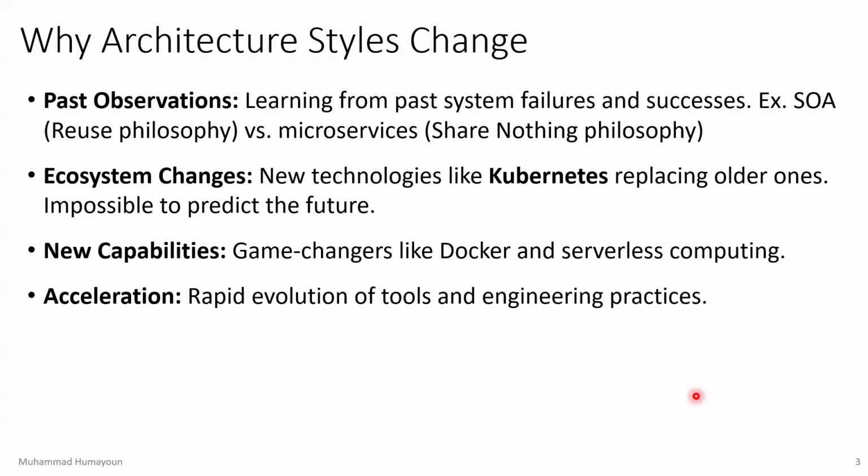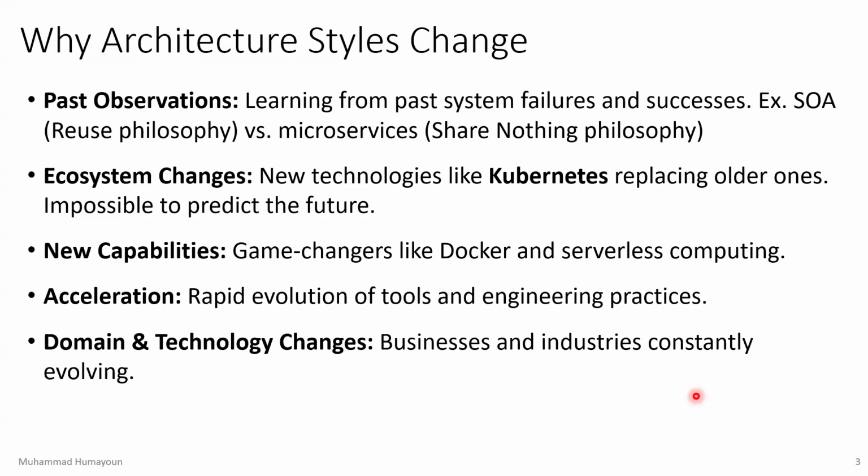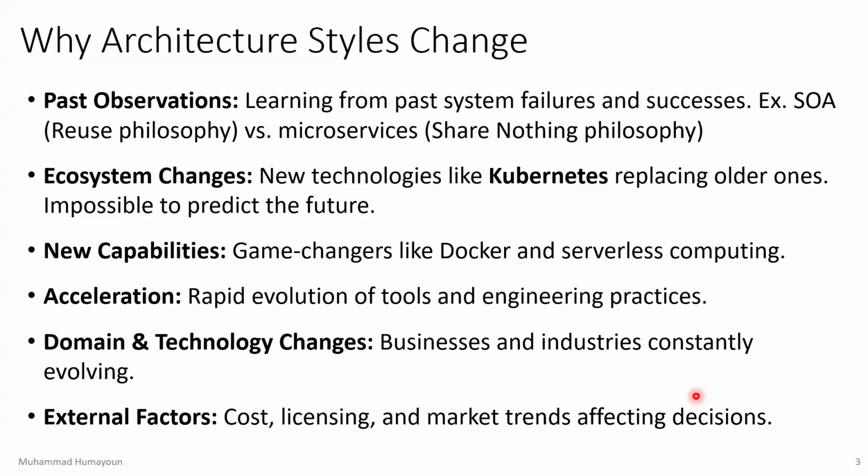And acceleration: the rapid evolution of tools and engineering practices that we have these days, DevOps and all that. Also agile: a lot of companies have moved to agile-based development of software. These actually dictate what kind of architectural style we should pick these days. Domain and technology changes: business industries are constantly evolving, putting new demands on us and asking for new architectural styles, and so on. And finally, cost, licensing, and market trends. This also affects our decisions.